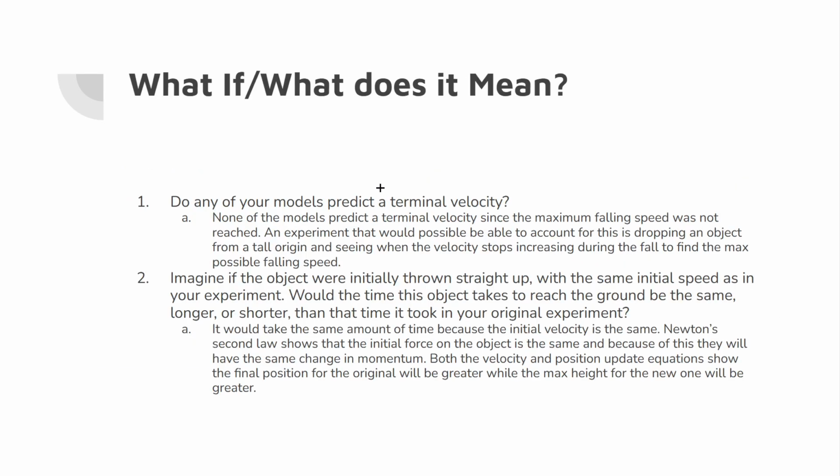Do any of your models predict the terminal velocity? None of the models predict the terminal velocity since the maximum falling speed was not reached. An experiment that would be possible to account for this: dropping an object from a tall origin and seeing when the velocity stops increasing during the fall to find the max possible falling speed.